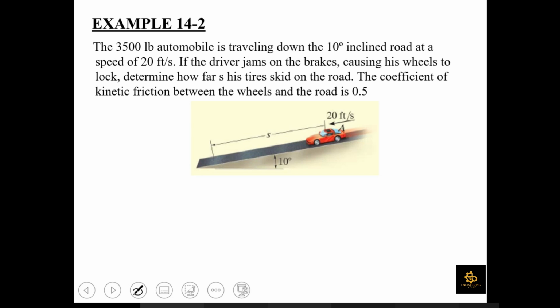So you need to find out how far his tires skid on the road before stopping. The coefficient of friction between the wheels and the road is given to you as 0.5. So you have a car which is traveling down the incline at a speed of 20 feet per second. Suddenly, the driver applies brakes, causing his car wheels to lock. You need to find out how long this car is going to skid on this road before it is stopped. Coefficient of friction between the car tires and the road is given to you as 0.5.